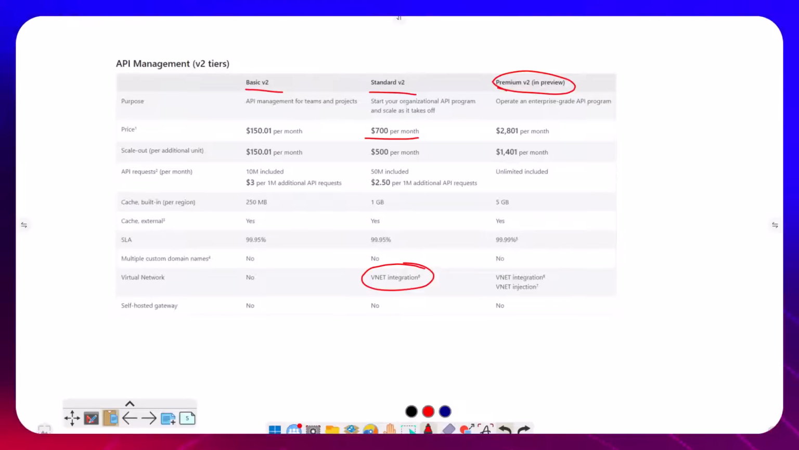The other thing to note is that these don't support self-hosted gateways yet, so they're all showing as no. And I know a lot of customers still use self-hosted gateways, and maybe they're hosting the gateway inside an AKS instance or something like that.